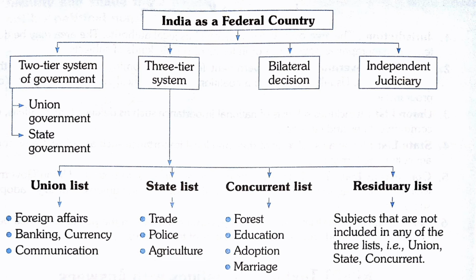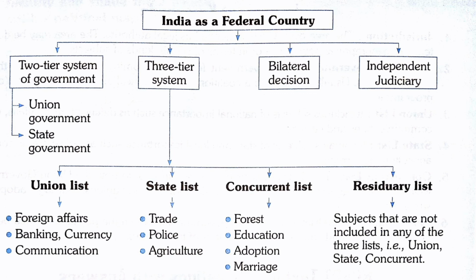After the union list, we come to the state list. From the name itself we can know that these are subjects of state or local importance, and these subjects are police, trade, commerce, agriculture and irrigation. The state governments alone can make laws relating to the subjects mentioned in the state list.